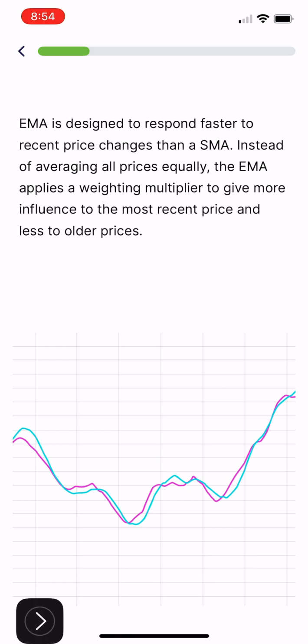EMA is designed to respond faster to recent price changes than an SMA. Instead of averaging all prices equally, the EMA applies a weighting multiplier to give more influence to the most recent price and less to older prices.